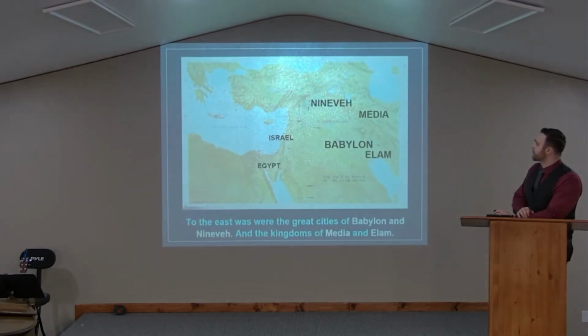Now, way over to the east, we have the big cities of Nineveh, Media, Babylon, and Elam. Jonah, as an example, when he tries to run away, he hops a boat to head off this direction. God says no, and he actually has to go inland quite a ways to get to Nineveh to preach to them.